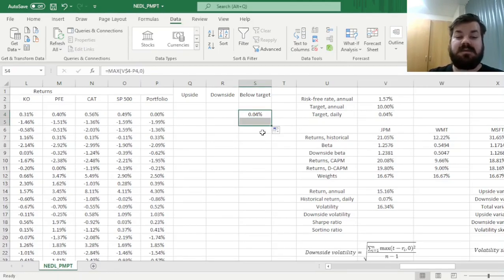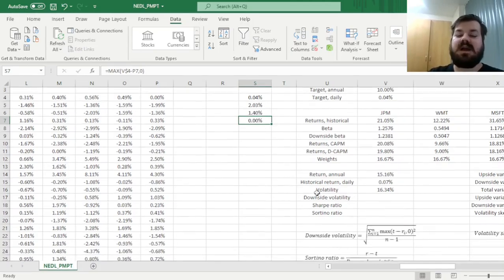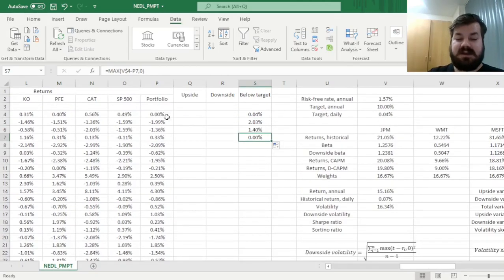In the second day, we have underperformed our target by 2.03%, given the fact that our return has been negative. However, when our return is sufficiently positive, we return 0, as this is not a violation of our target. We're happy with this result, and we would not count that when calculating our downside volatility.